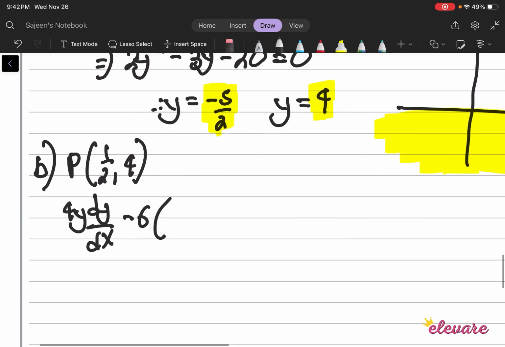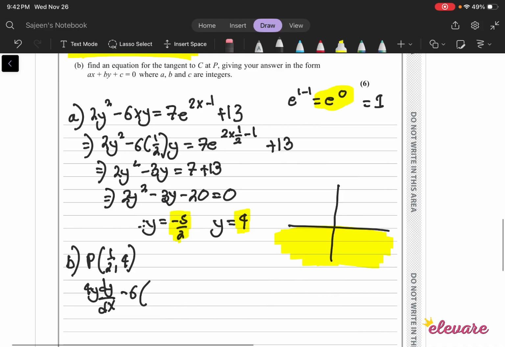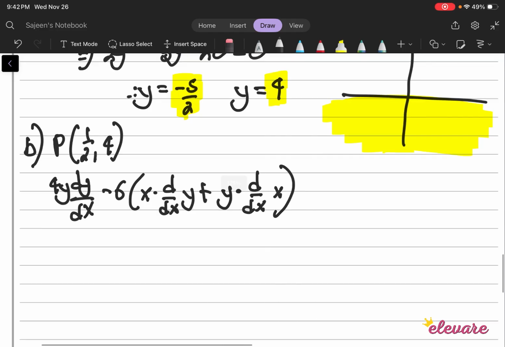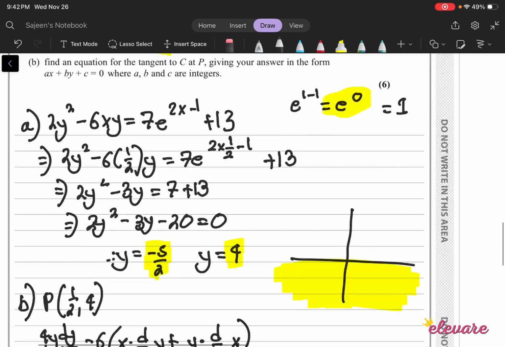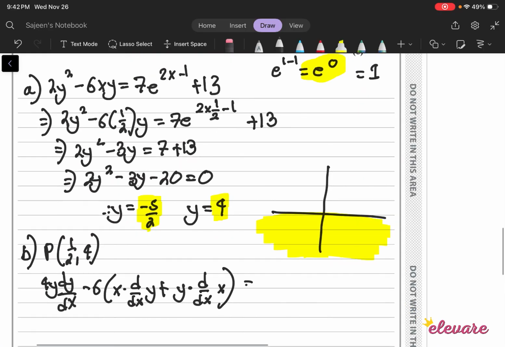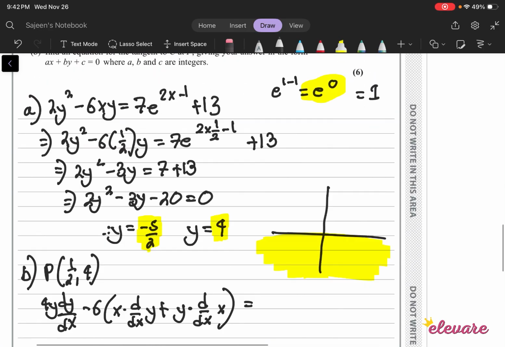এক্সকে তো করলে, if I take x as u and y as v, তাহলে হচ্ছে x into d/dx of y plus y into d/dx of x, right? And পরে তো কিছু নাই, পরে আমার just এটা differentiation করা লাগবে, right? And this is equals to 7e to the power 2x minus 1.